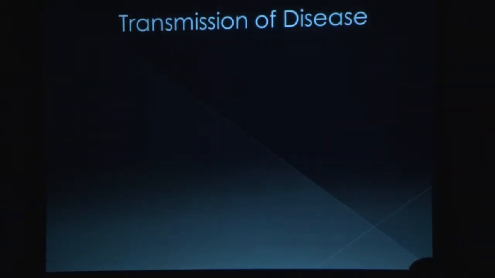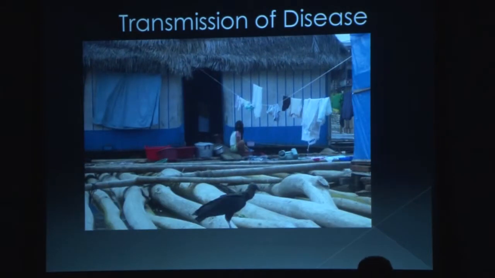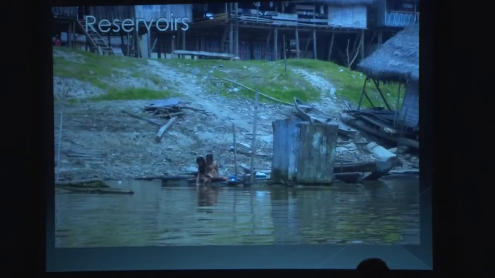So how do we transmit the disease? Well, when you look at a picture like this, there are a lot of things going on. This water is unfiltered. Everybody is going to wash their clothes, their dishes. A little vulture here while you're washing your dishes. This is an example. This is an outhouse. The kids are bathing and washing next to the outhouse. So that's how you transmit disease.